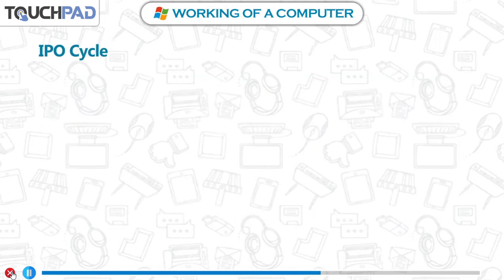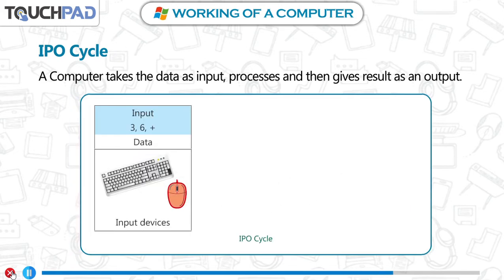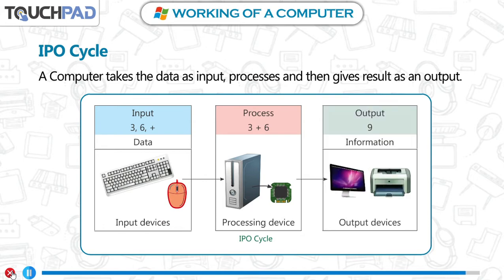IPO cycle. A computer takes the data as input, processes, and then gives result as an output. Input: 3, 6, plus. Data. Process: 3 plus 6. Output: 9. Information.